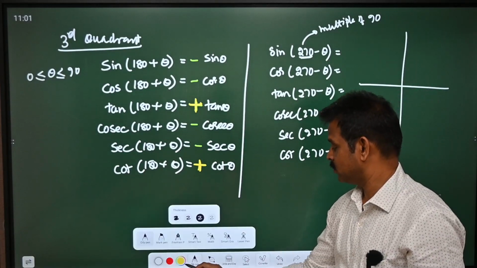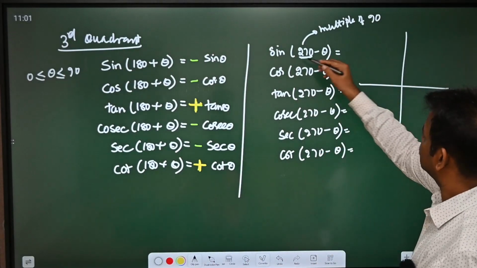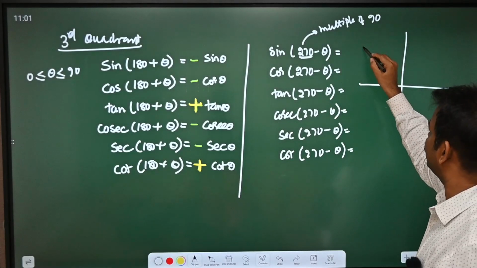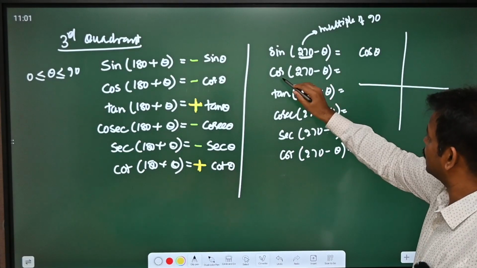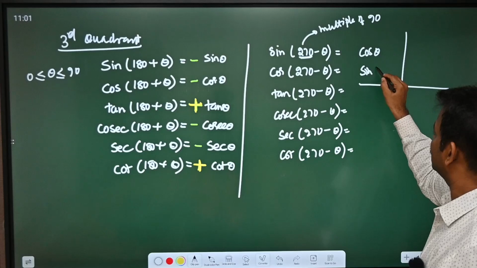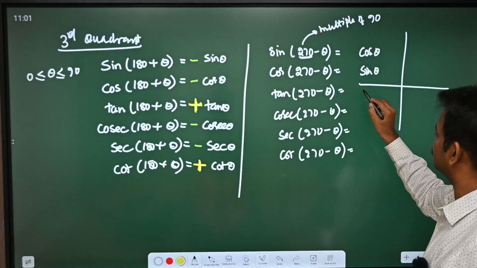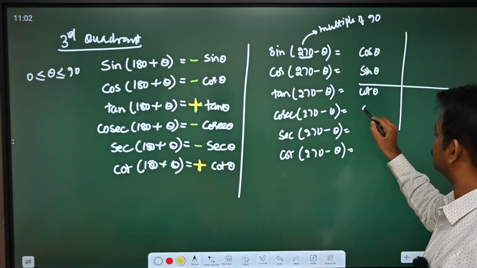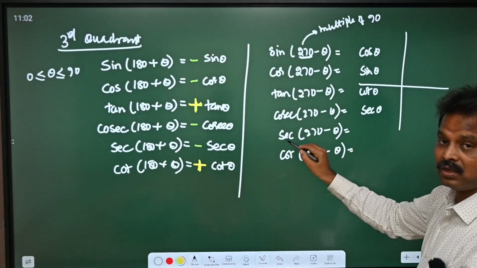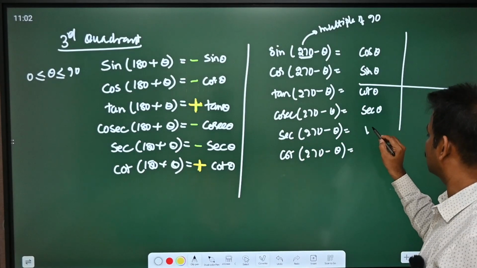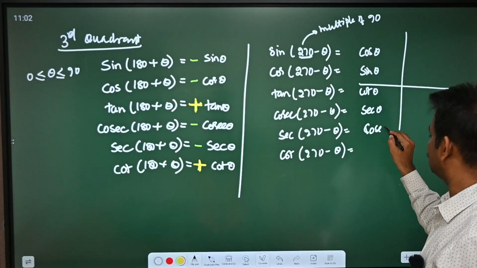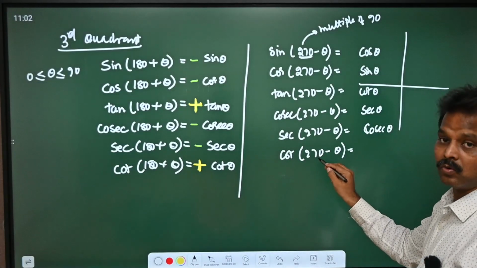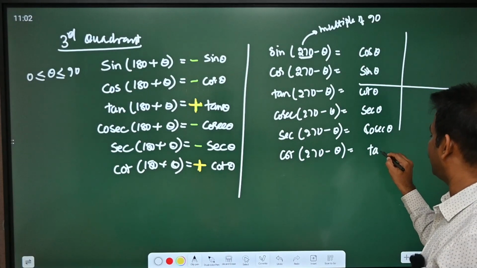Now we will get sin(270 minus theta) will become cos theta, cos(270 minus theta) will become sin theta, tan(270 minus theta) will become cot theta, cosecant(270 minus theta) will become secant theta, secant(270 minus theta) will become cosecant theta, and cot(270 minus theta) will become tan theta.